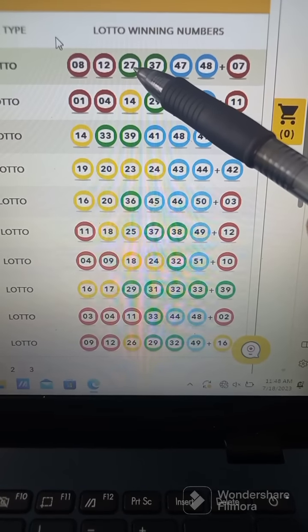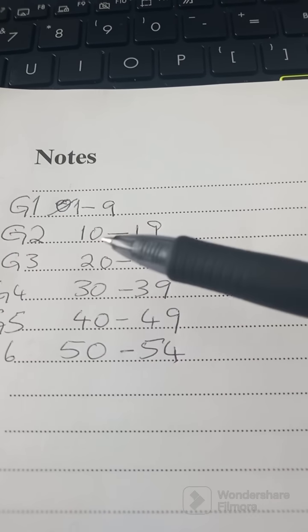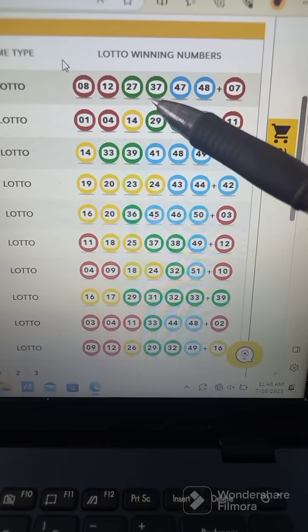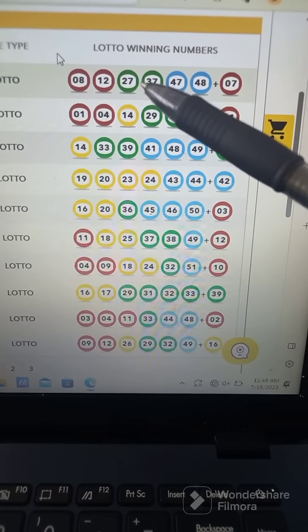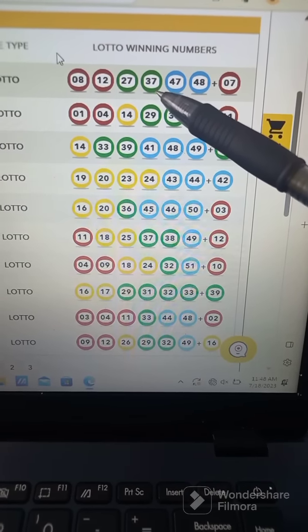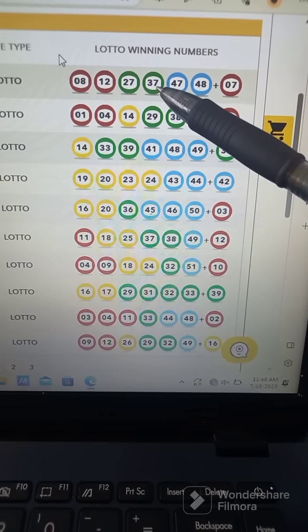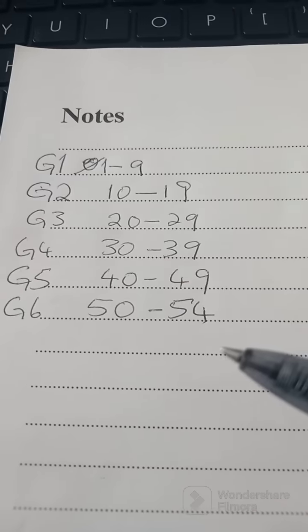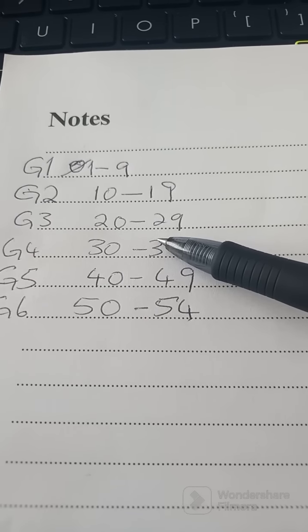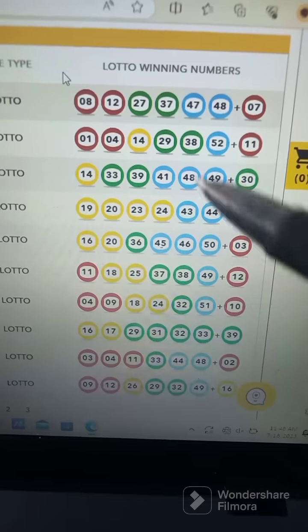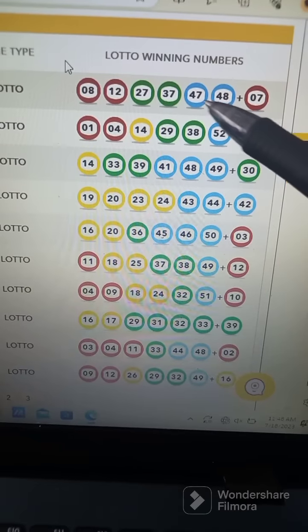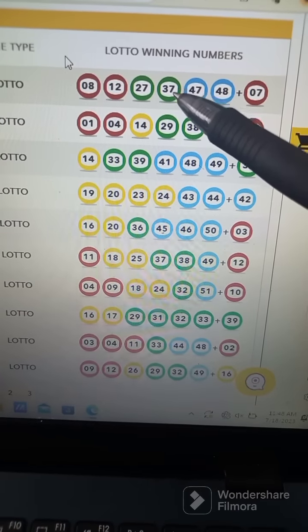The following number is 27. Let's check. 27 comes from group number 3. Is there any other number from group number 3? No. They took only 1. So the following one is number 37. Number 37 is from which group? Group number 4. Did they take any other number from group number 4? No, because group number 4 starts from 32, 39.